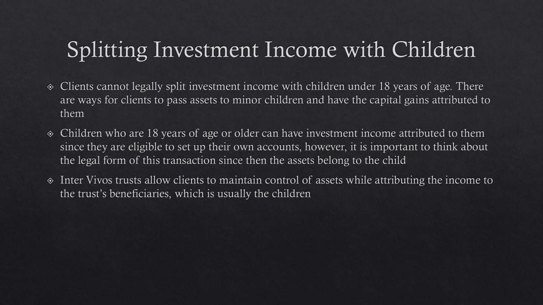Inter vivos trusts allow clients to maintain control of assets while attributing the income to the trust's beneficiaries, which is usually children. So that's another way to split investment income with children.